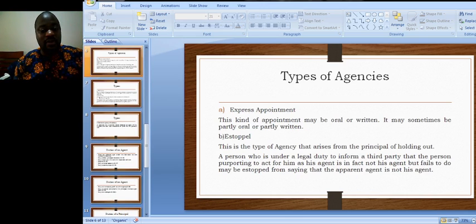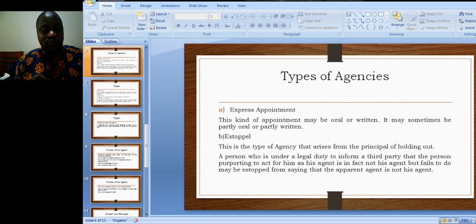So I want to talk about the different types of agencies. It is important for you to apprehend the types of agencies and how they come about. It's important.